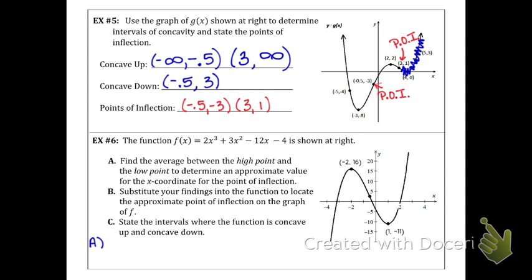So for A, I'm going to find that x value by taking the x of the maximum, -2, plus the x of the minimum, 1, and find their average. I'm going to add it together and divide by 2. And so it tells me that my x-coordinate is going to be -1/2.